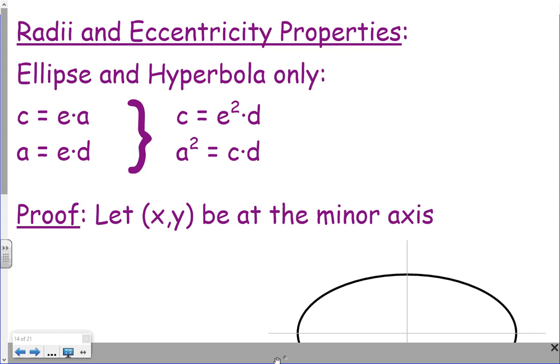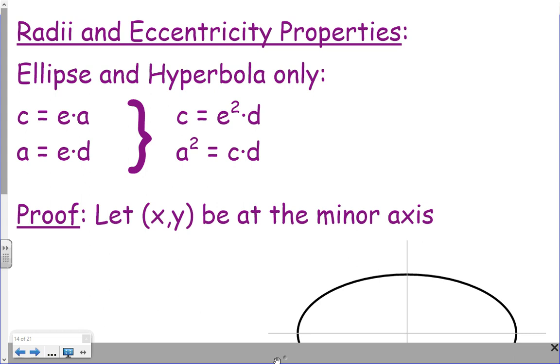So for an ellipse and a hyperbola, it doesn't matter which one of those two you're talking about, it turns out that C, your focal radius, is equal to your eccentricity, E times A, where A is either your major radius or your transverse radius, depending on the conic. And A, that is your major radius or your transverse radius, is equal to your eccentricity E times D, which is your directrix radius. So those are the two properties we have here, the relationship between our radii and our eccentricity for the ellipse and hyperbola.